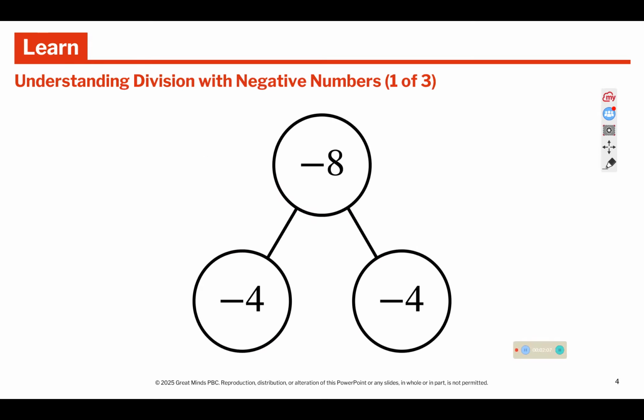Here we have -8, and we're looking at how you could visualize dividing with negatives. So -8 is split into 2 equal groups. The division expression that would match this problem is -8 divided by 2, because it's split into 2 sections of our number bond. And that would be -4 and -4.